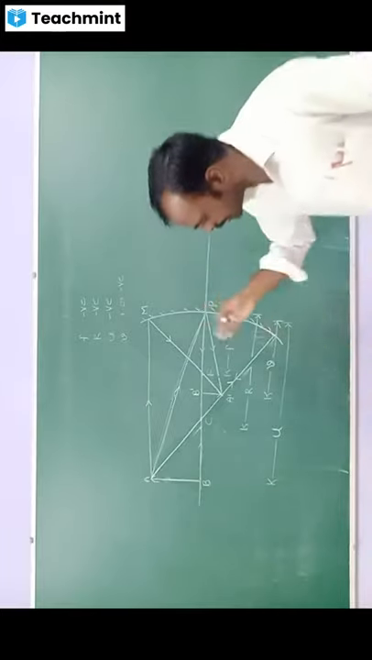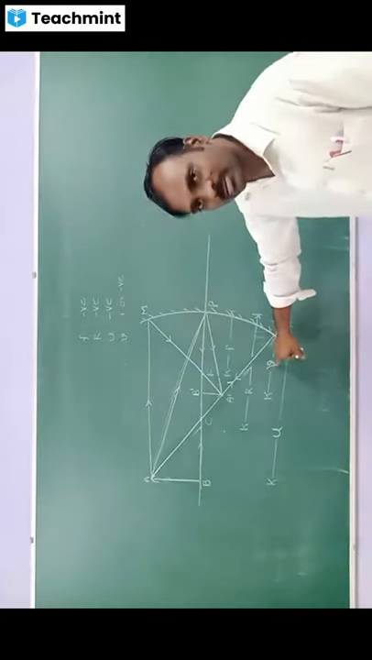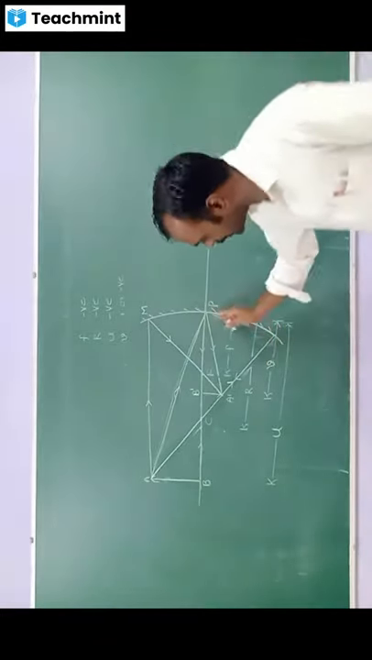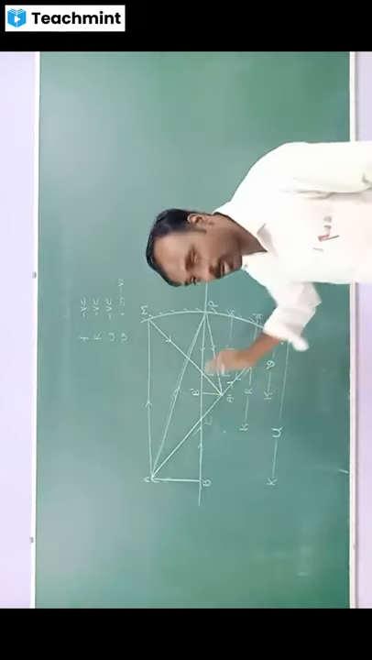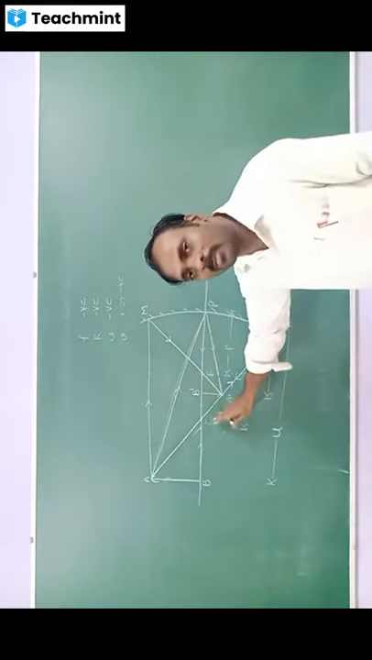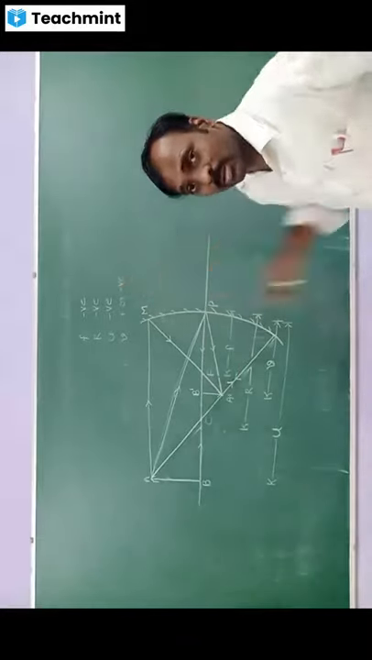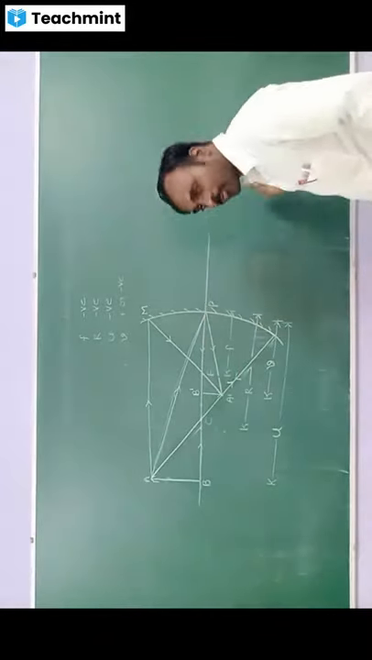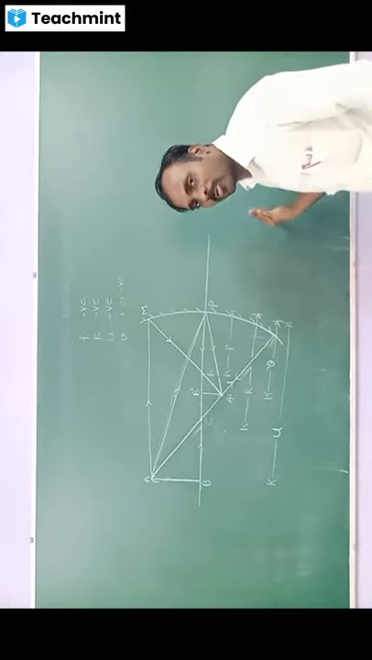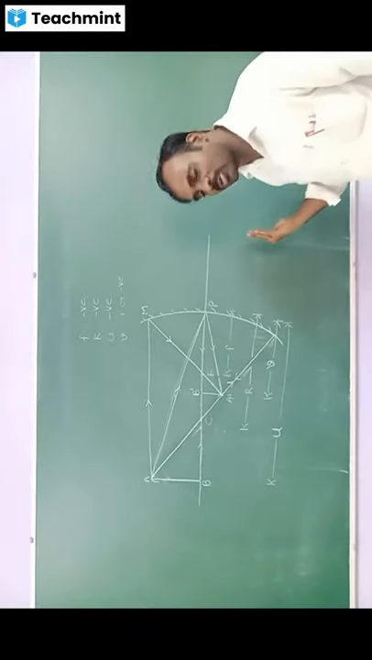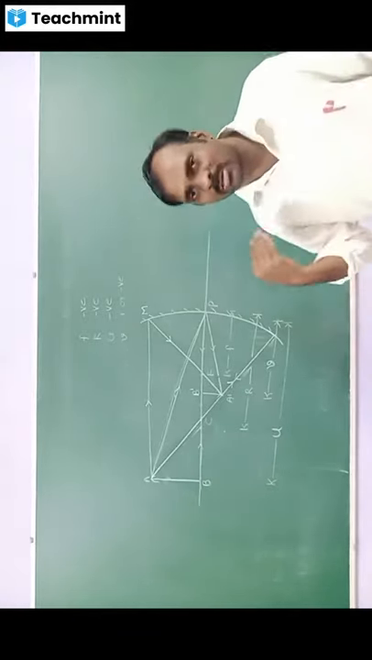But here we can find image distance is negative because the image is formed in front of the mirror. Whenever the image is formed in front of the mirror, the image distance will be negative. When a virtual image is formed, we will see in the next class.